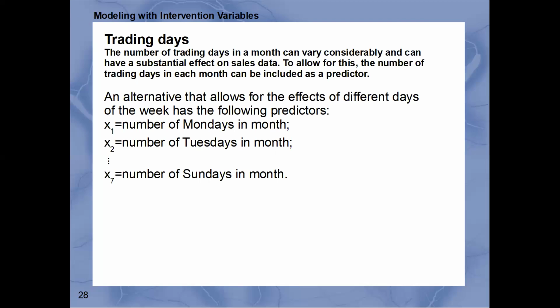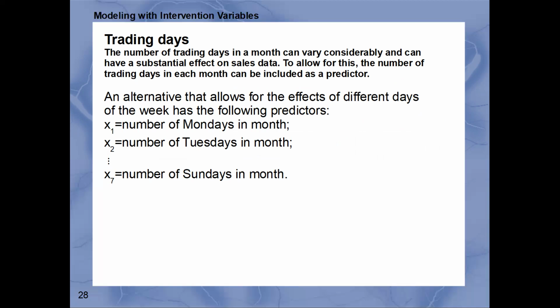Or during Christmas, it'll be closed, or New Year's Day. And also there's a different number of days in the month. So if we're looking for the number of trading days in a month, these can vary considerably and have a substantial effect on sales data. So to allow for this, the number of trading days in each month can be indicated as a predictor. An alternative allows the effect of different days of the week as the following predictors.